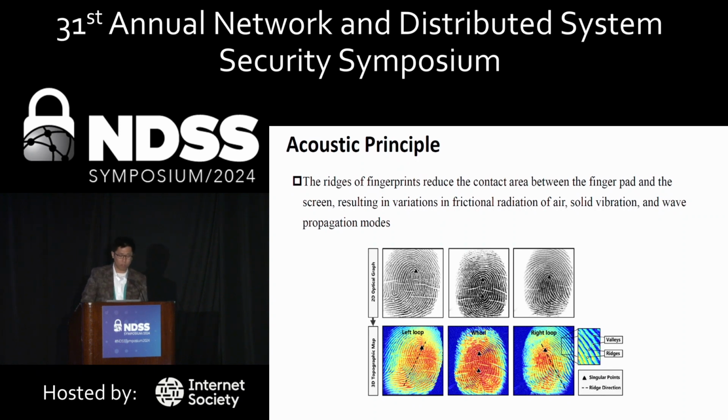Our intuition is that the ridges of the fingerprint reduce the contact area between the finger pad and the phone screen, resulting in variations in sound radiation, solid vibration, and even wave propagation modes. This is reflected in the characteristics of the friction sound wave.